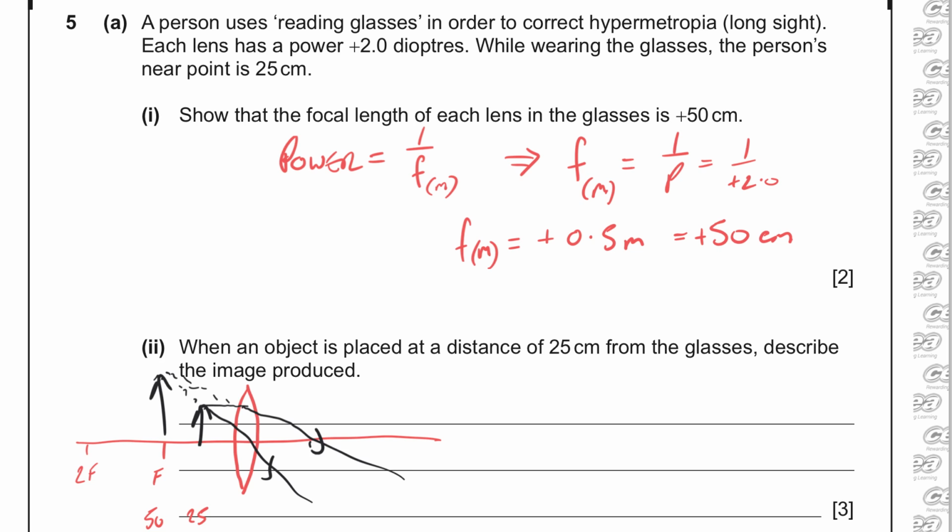And if you'll excuse my awful drawing, this is sort of what we end up with. Sorry, I find it very hard to draw straight lines on this iPad. But yeah, it's a virtual, upright, enlarged, magnified if you want to call it, image. So remember, that all came out of recognizing that this was half of that and that therefore we were doing this. 50 is where F is, 25 is where we're placing the object.